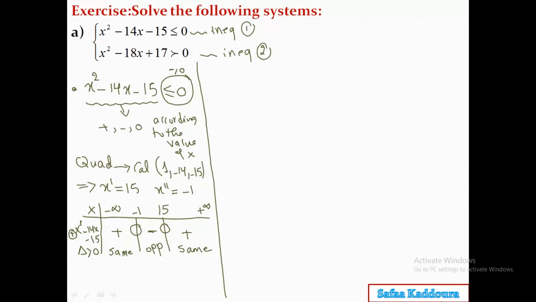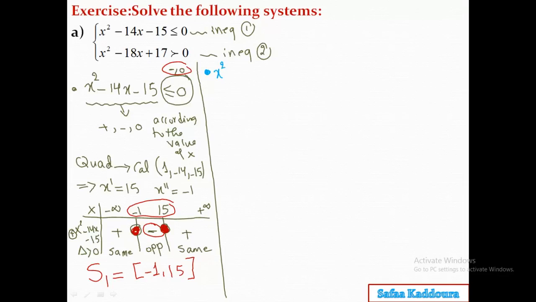But I want negative or 0. So this is the negative sign from minus 1 to 15. And because we have or equals to 0, we will have a closed interval at minus 1 and 15. So the solution 1, or the first solution, is from minus 1 to 15, and minus 1 and 15 are included, closed interval. Now I will go to solve the second inequality.